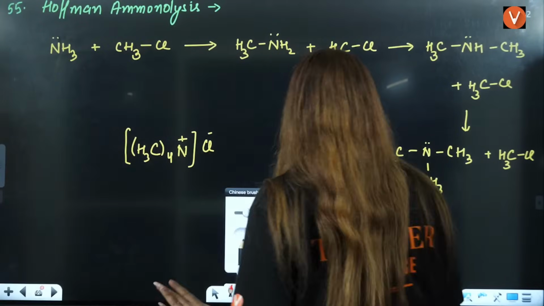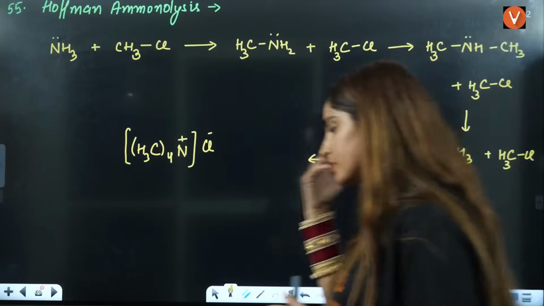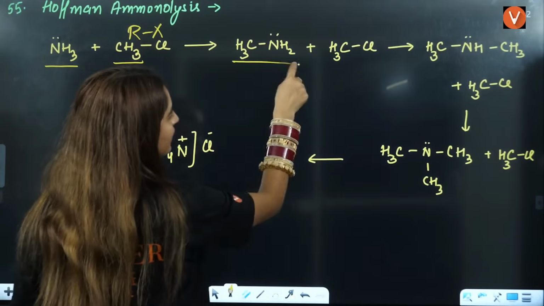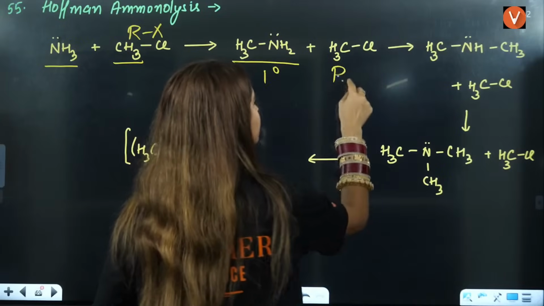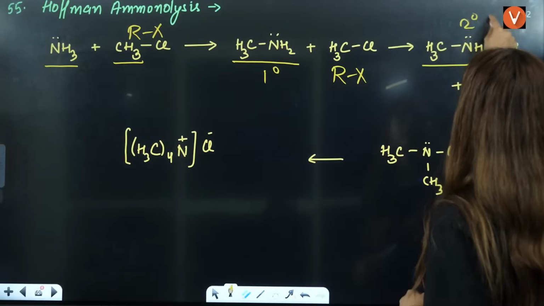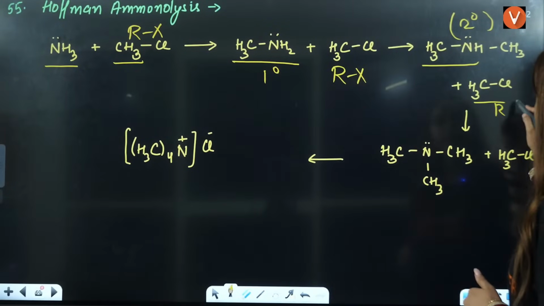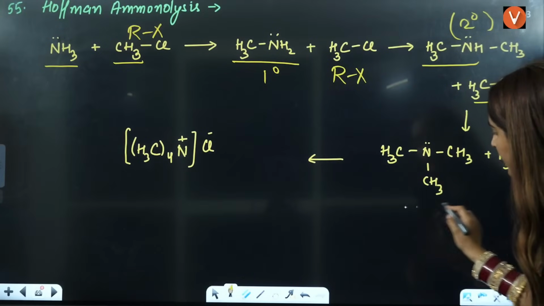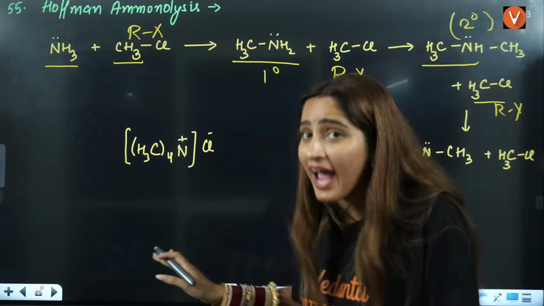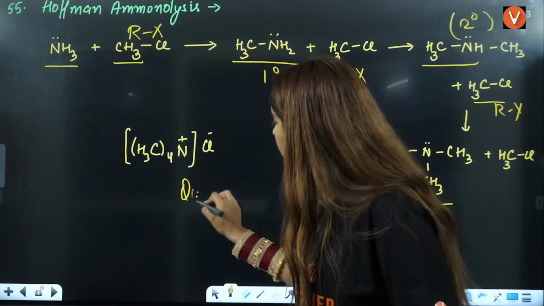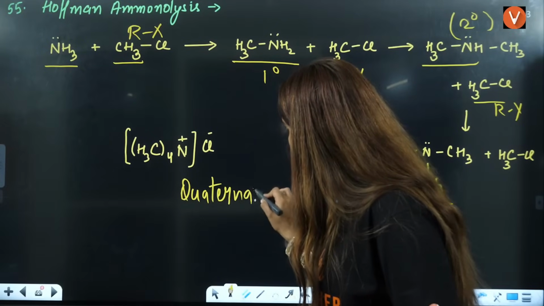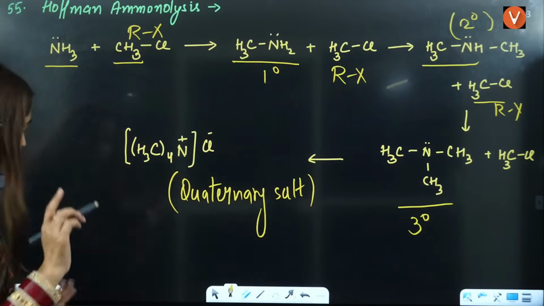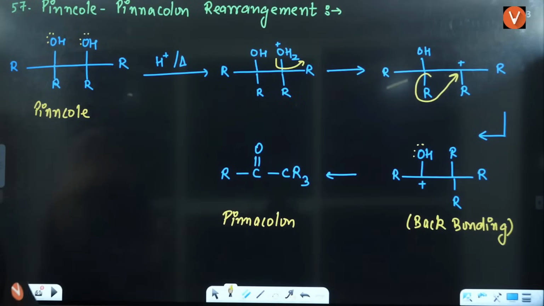Right. Next is Hoffman ammonolysis. You have amine here, you add RX, right? That is converted to 1 degree amine. You again add RX, that is converted to 2 degree amine. You again add RX, that is converted to 3 degree amine, okay? If you again add RX, then quaternary salt is formed here. Got it or not? Right?